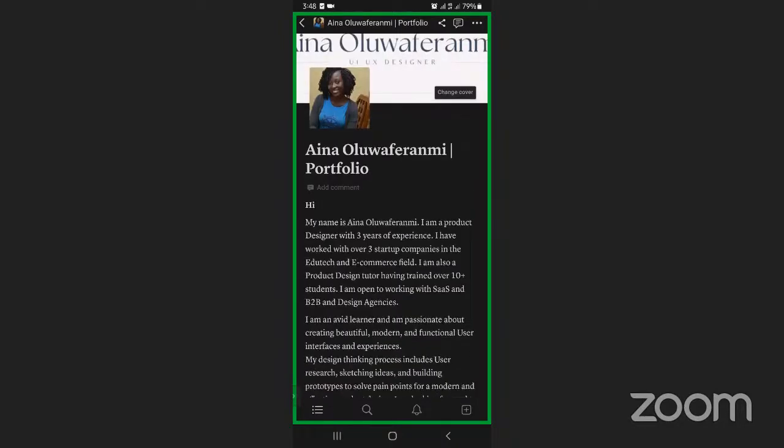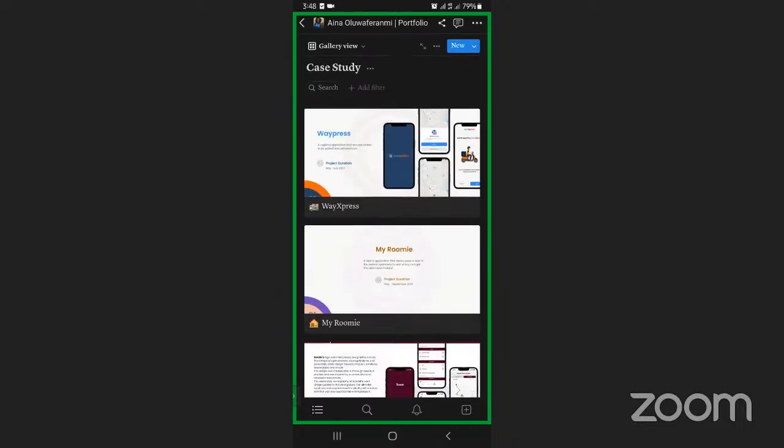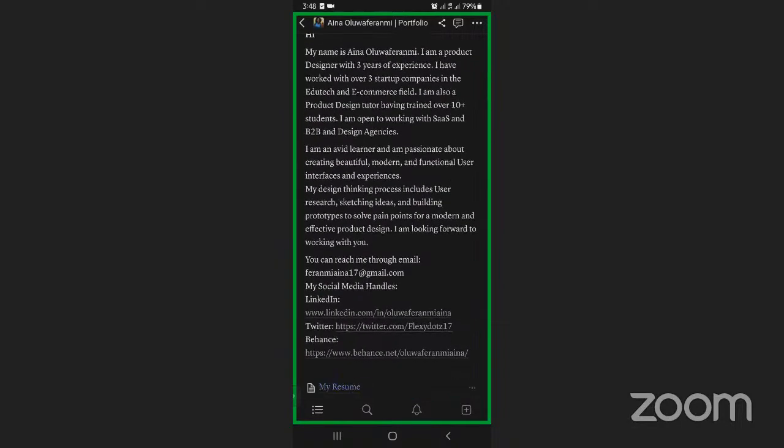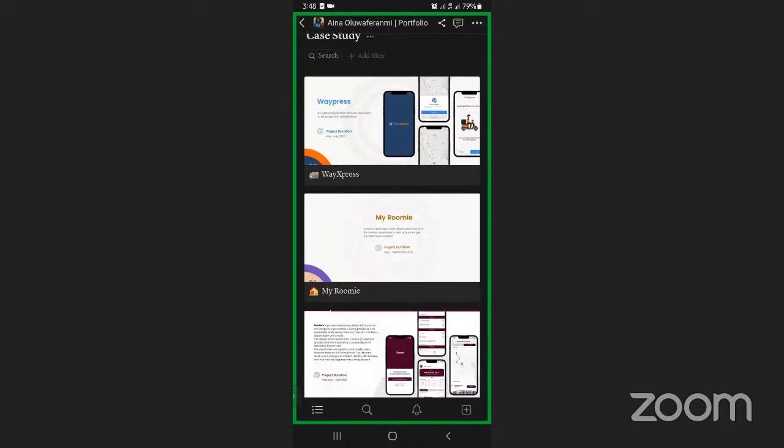So far, I would say I've worked with a lot, because on my resume I wrote about 3 startups. But at the moment, it's more than 3. I think as at yesterday, I was working on 3 different projects at the same time, and it's not easy.